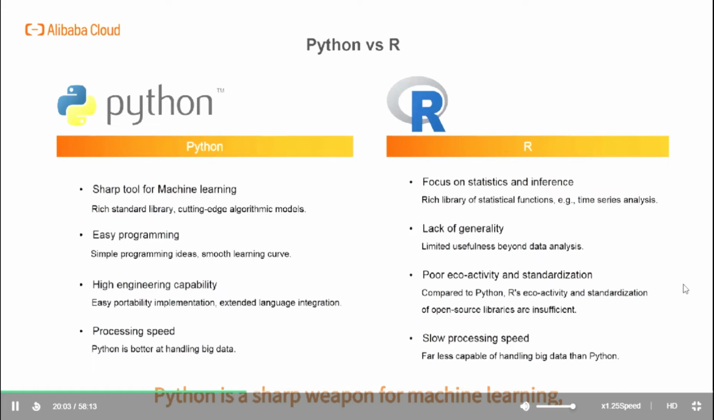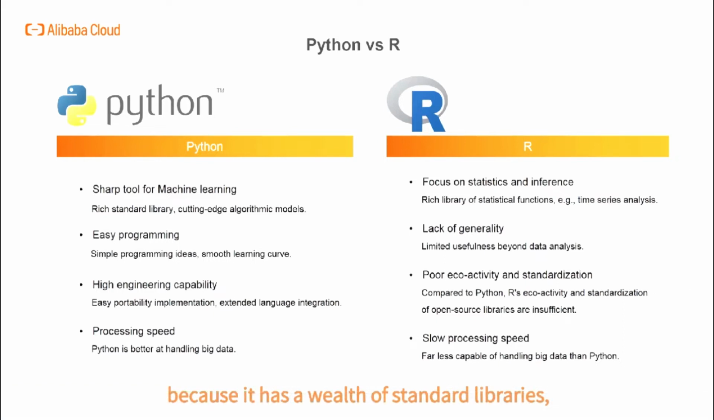Firstly, Python is a sharp weapon for machine learning because it has a wealth of standard libraries, cutting-edge algorithm models, and so on. Python is stronger than the R language on this point. On the other hand, R is good at statistics and inference. It has rich statistical function libraries, such as time series analysis, etc. However, it doesn't have other general-purpose libraries. For example, R is not often used to handle other problems like data analysis, machine learning, etc.